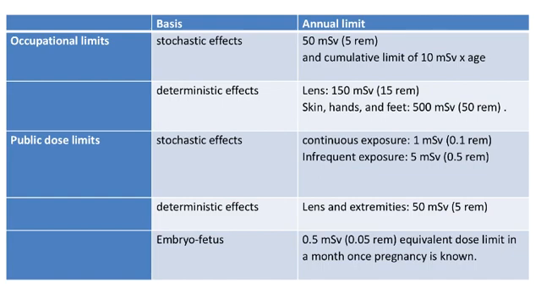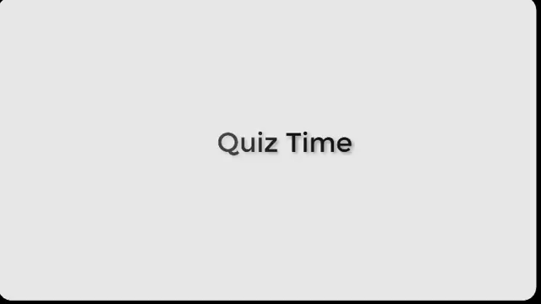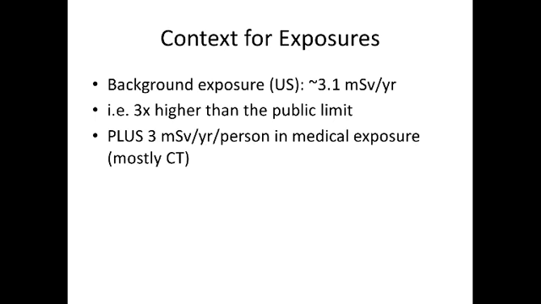So to put these numbers in a bit of context, let's look at what the rate of background exposure is. In the US, the rate is about 3 millisievert per year. So that's about 3 times higher than the public dose limit that I just showed you on that table, 1 millisievert per year. In addition to that, there's also about 3 millisievert per year per person in exposures from medical tests, and that's largely from CT scans.